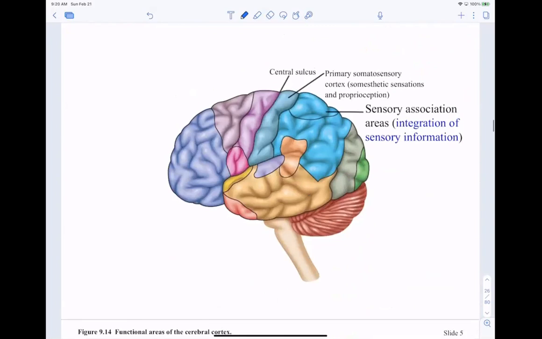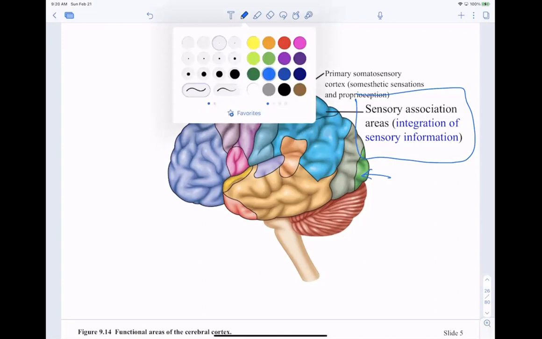Then there's the sensory association area. So you might have pain receptors that light up, and you also have vision information coming in, auditory information coming in, you might have temperature and all kinds of other things. All these receptors are lighting up at the same time. If they're special senses, they're going to go to their special cortexes. If it's vision, it's going to the occipital lobe. If it's pain, it's coming to the somatosensory cortex. But it all has to integrate.